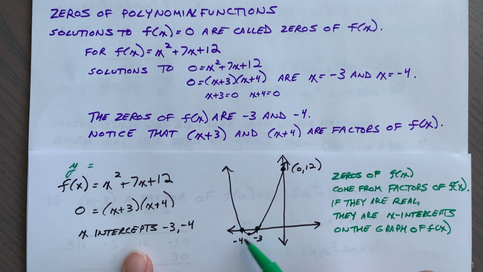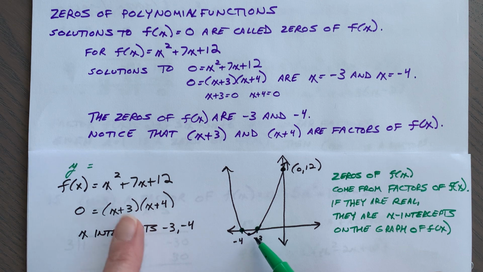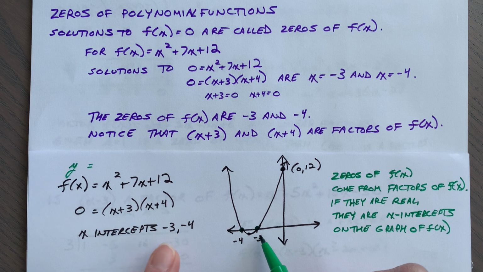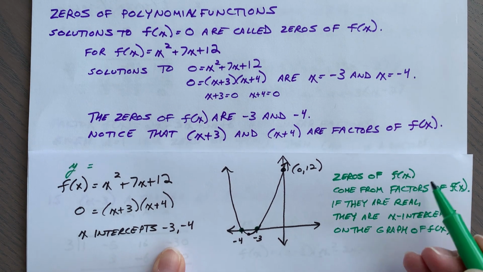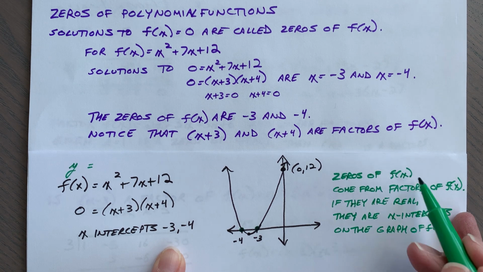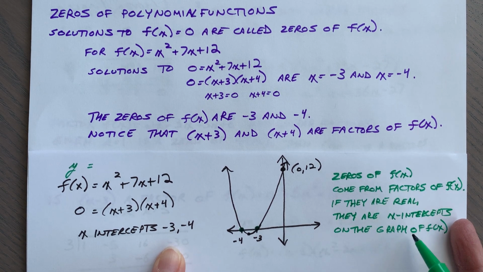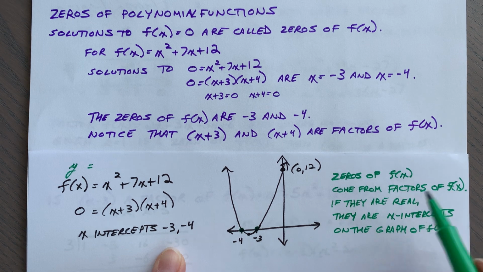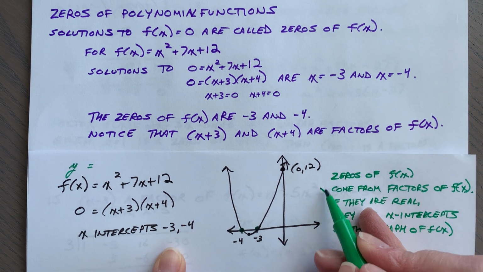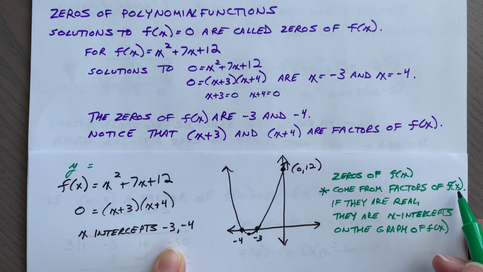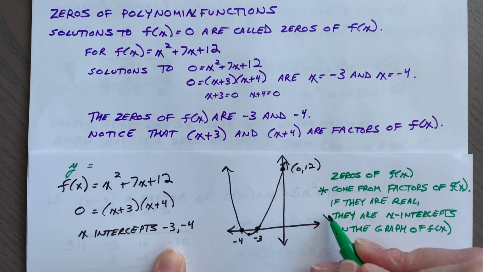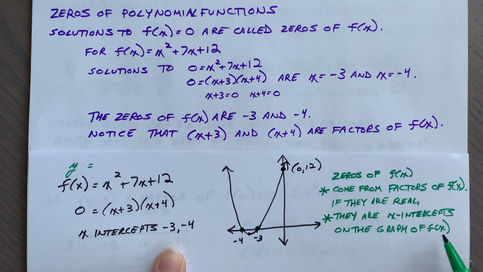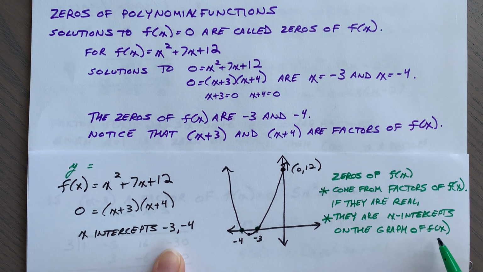But I want to come back to the relationship here between the zeros of this function and the fact that if they are real, then they are considered our x-intercepts. So we have three important aspects of our zeros here. So zeros come from factors of f of x, right? And if they are real, then they are x-intercepts on the graph of f of x.